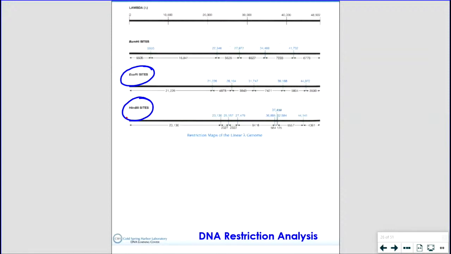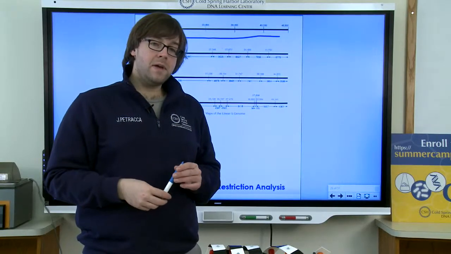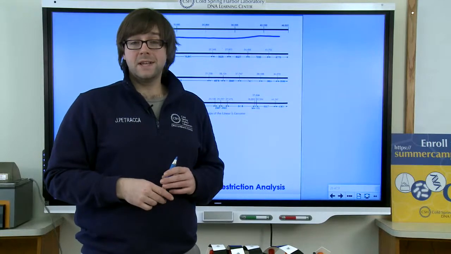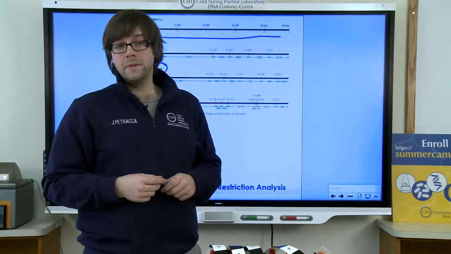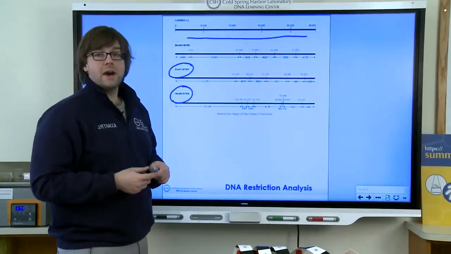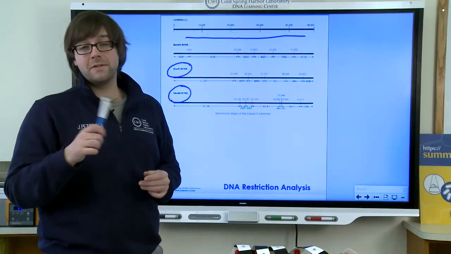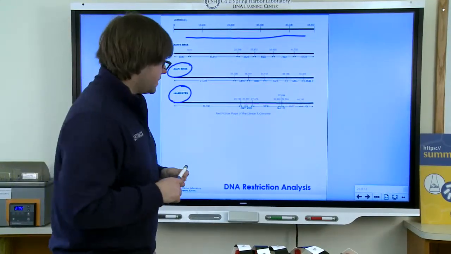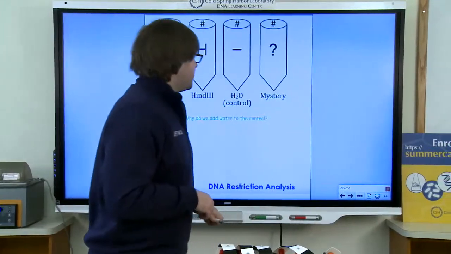So basically, in order for us to figure out where these enzymes are going to be cutting, we need to know the sequence. What we're going to do is expose the lambda genome, so this entire genome, to each of these different restriction enzymes, and we're going to be able to compare that to the mystery restriction enzyme in order to figure out which one we have. Notice that they have a distinct pattern of cutting on the restriction map here, so we'll be able to differentiate them that way.